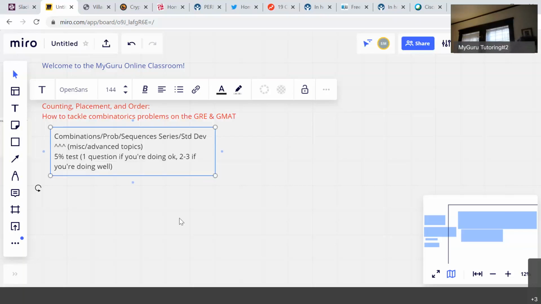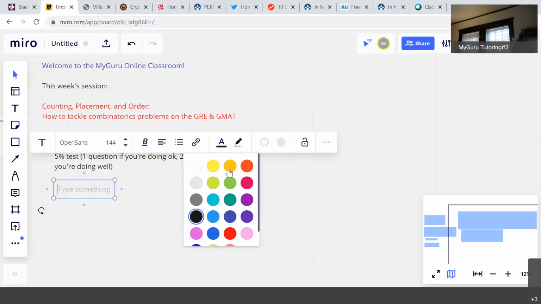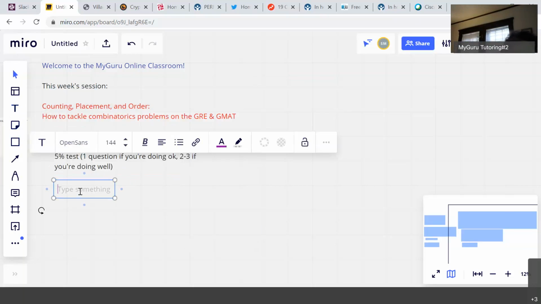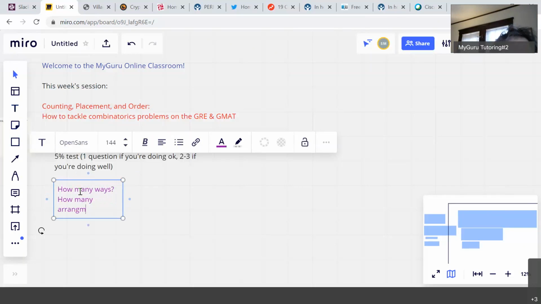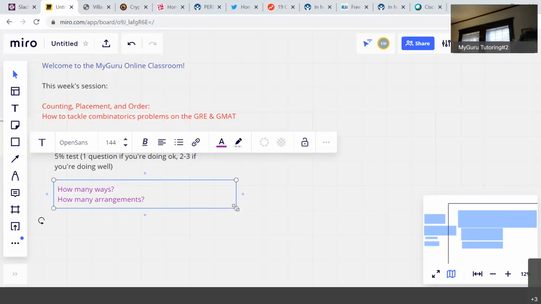To start out, first of all, how to recognize a combinatorics problem. Combinatorics is a fancy way of describing the factorial problems, the ones about counting. You want to be aware of the phrasing: how many ways, how many arrangements, how many different whatever, that kind of thing. You want to be aware of a few different things.